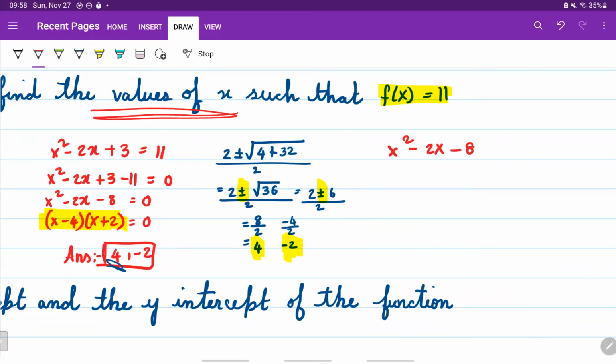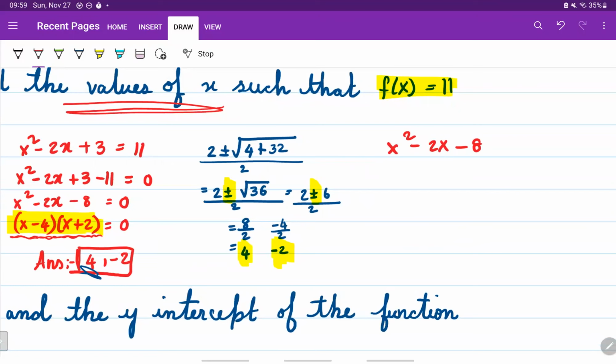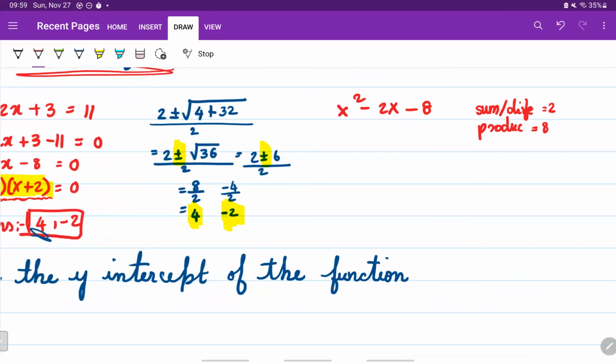So we want to split the middle value in such a way that you get something like this, right? So you want to split the middle term in such a way that the sum or difference of the coefficients is 2, but the product is 8, right? So let us think about all the factors of 8, where you're multiplying two different numbers and you get the value 8.